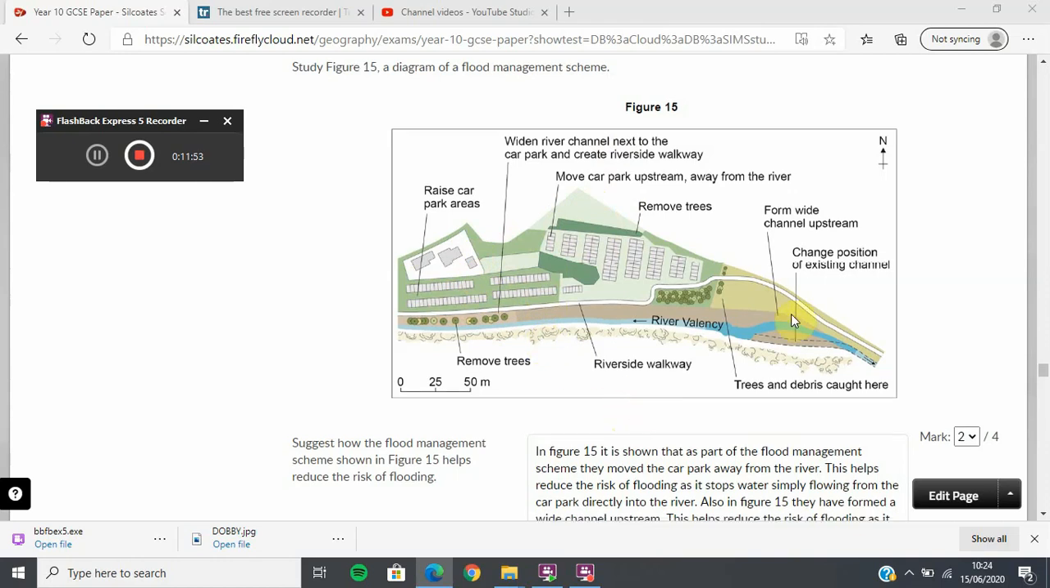So remember, don't just say what's on Figure 15, but say why that reduces the risk of flooding. That's what the question asks. So by changing the position of the existing channel, this will reduce the risk of flooding by... So you're really explaining your answer nice and clearly. That's what we're looking for in this one.